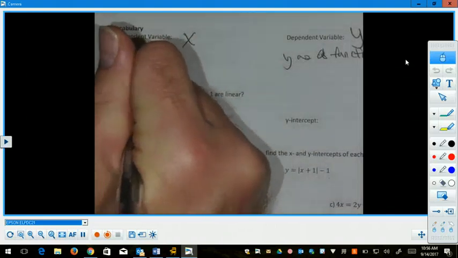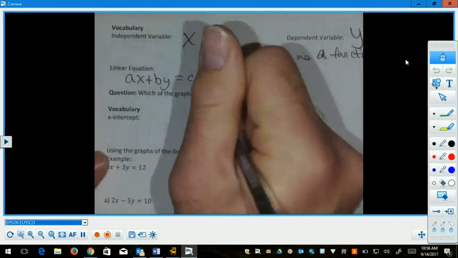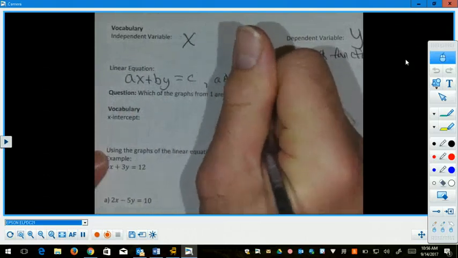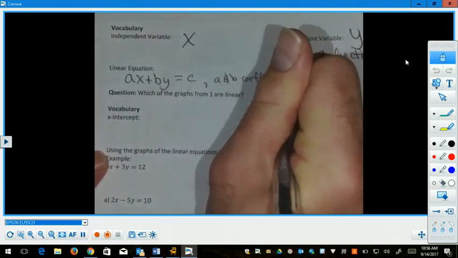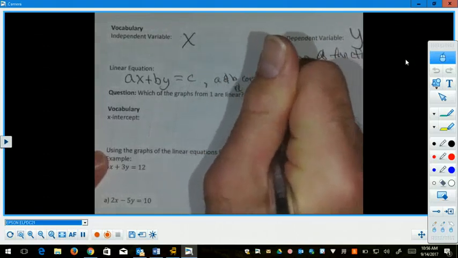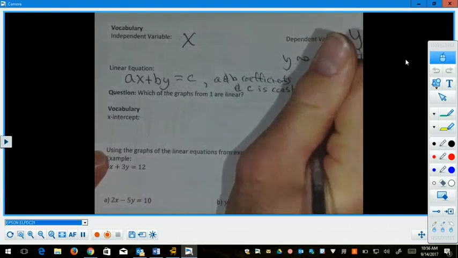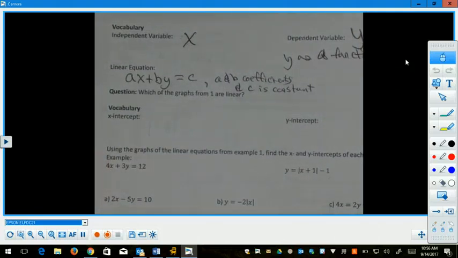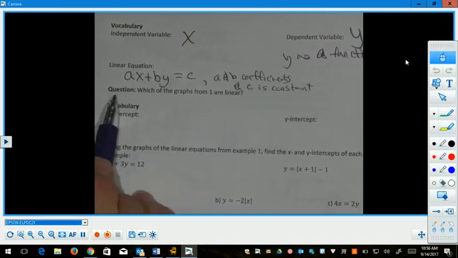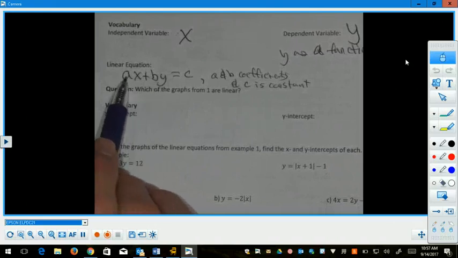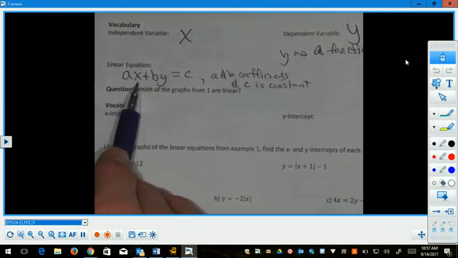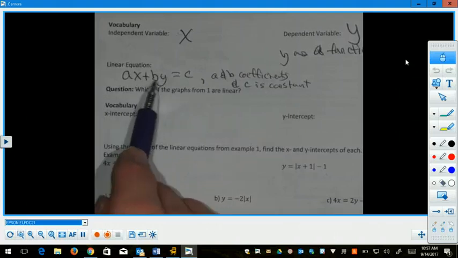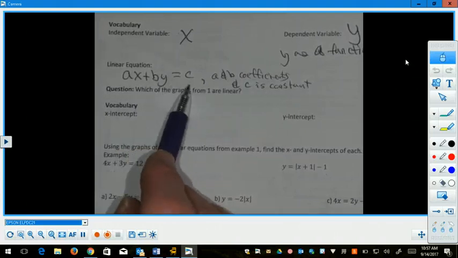A linear equation, there's a couple ways to write a linear equation. One of the forms is ax plus by equals c, where a and b are coefficients, and c is a constant. It's just a number. That's used a lot in applications when you're totaling things up. It's used in business, it's used in economics, it's used in other sciences where I have multiple variables and they each have their own coefficient. Sometimes it's more than 2. Right now we're only working with 2 variables, x and y, and then they add up to a constant.